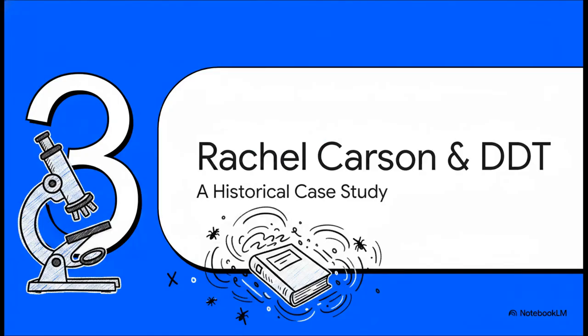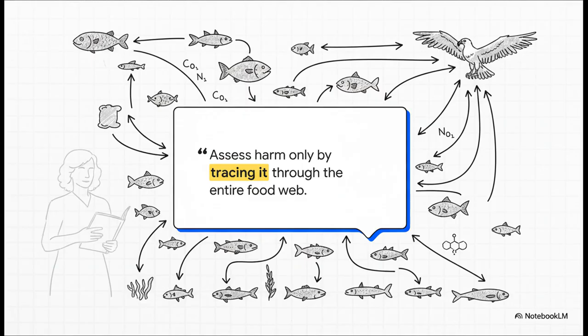Section 3, Rachel Carson and DDT. To really grasp how destructive these POPs can be, we need to look at a historical case study and the pioneering scientist who exposed it to the world. Rachel Carson was a brilliant zoologist and science writer. Back in 1962, while she was actually undergoing treatment for breast cancer, she published the landmark book, Silent Spring. The quote we're looking at here perfectly captures her radical systems-level thinking.